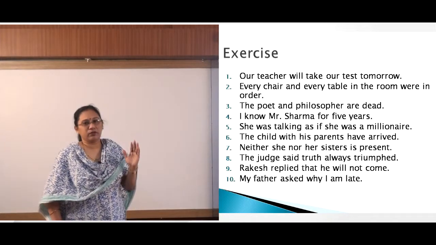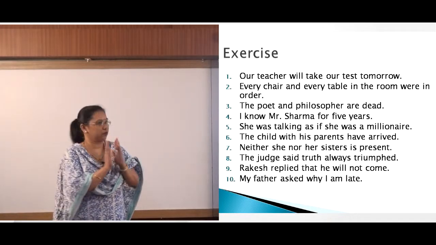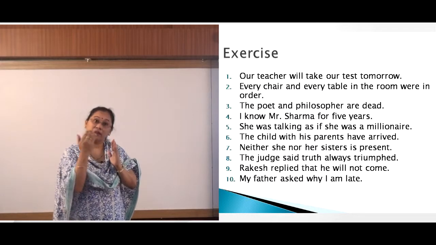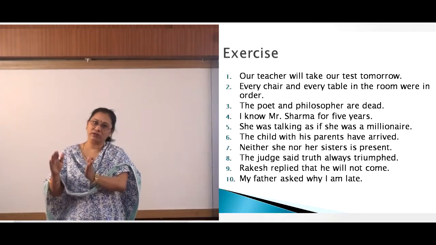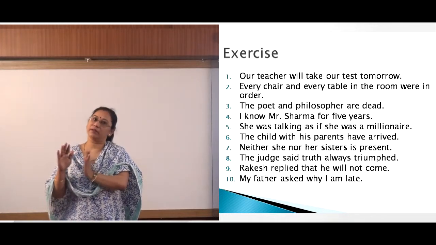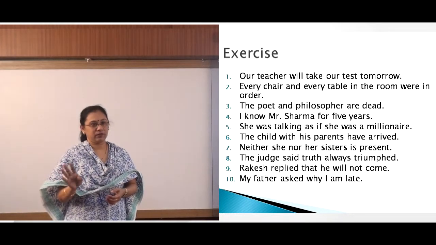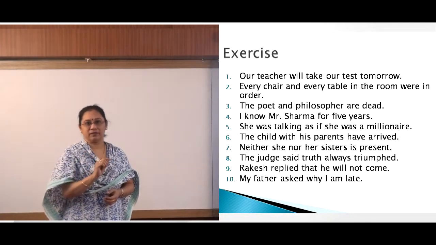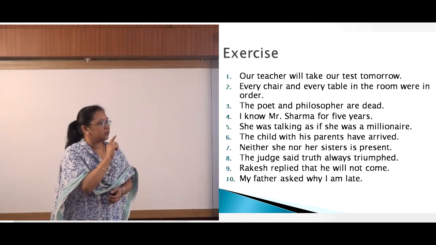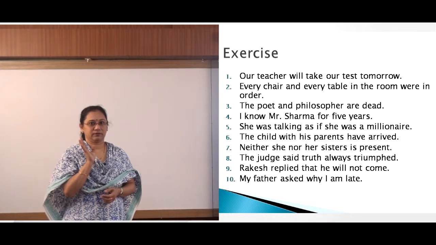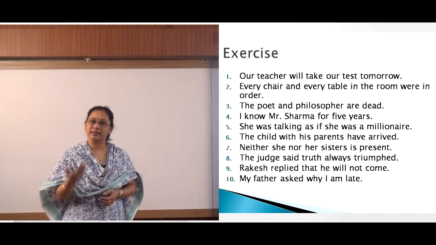When I say the poet and philosopher, I mean to say the poet and the philosopher are one person. Now, if I say the poet and the philosopher, then that's a different case, which means that the poet is one person and the philosopher is another person. So my usage of the verb will differ. In this sentence, I am talking of only one person, the poet, who was also a philosopher, is or are dead? It should be is dead, because the poet was also a philosopher and he is dead.